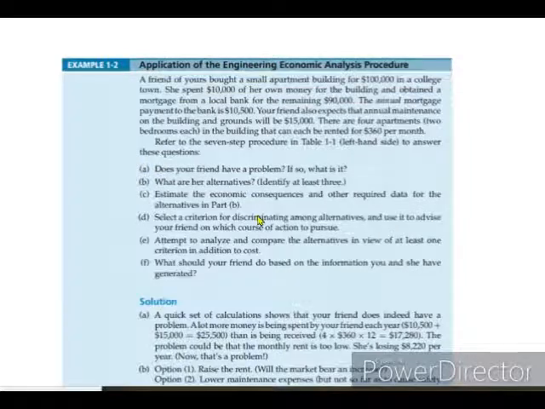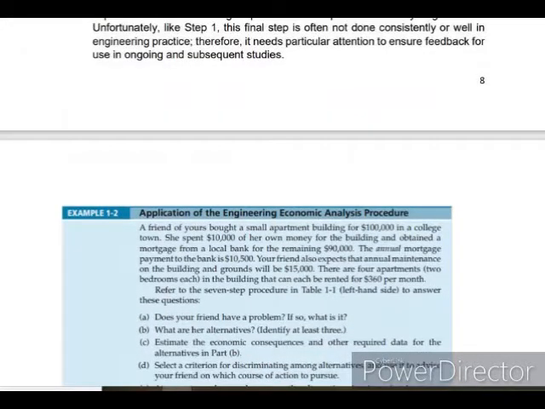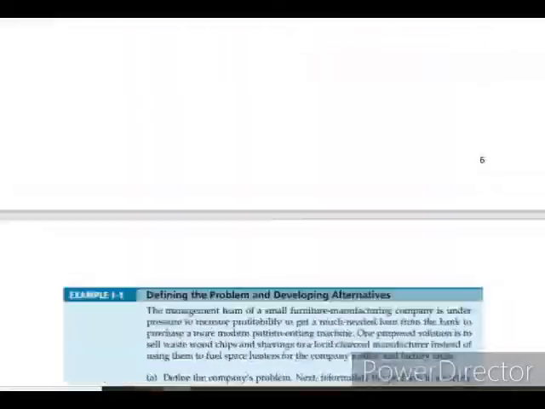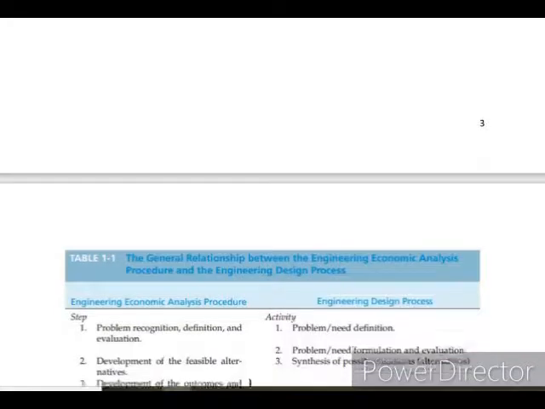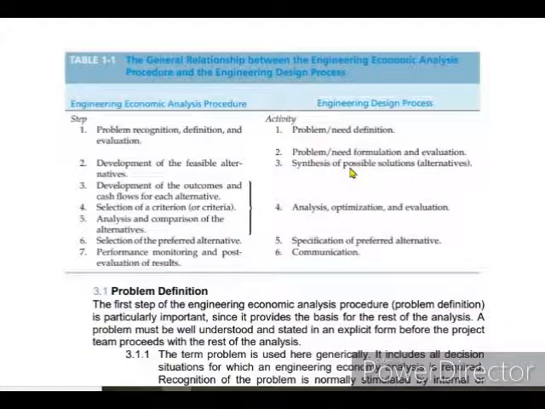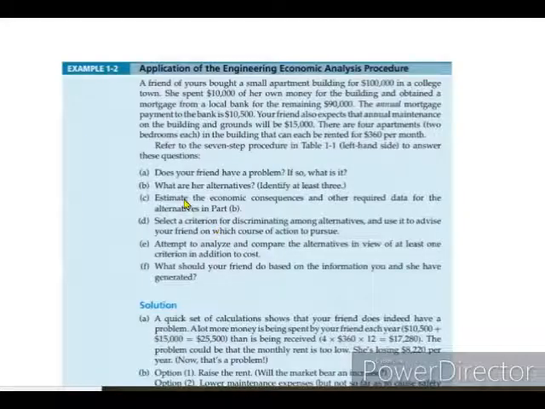So where is table 1-1? Let's go back to the top. Okay, here it is, table 1-1. You can revisit it for your answer. Letter A, does your friend have a problem? If so, what is it? Letter B, what are her alternatives? Identify at least three. Let's answer those one by one.